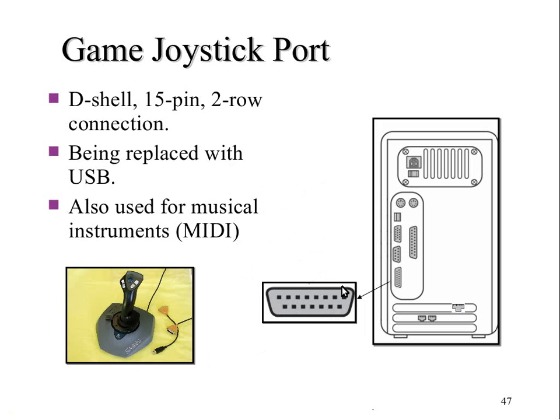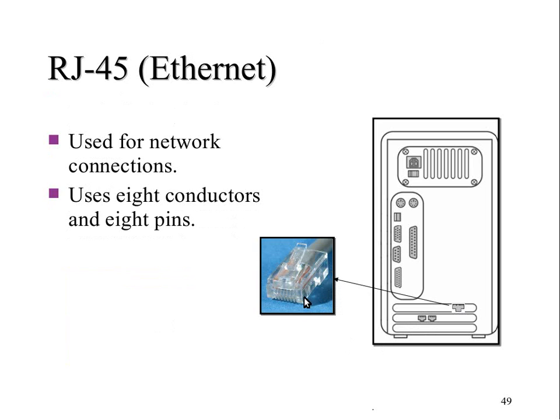RJ11 is what we'd often call a telephone connector, and a lot of computers have that for the modem. RJ45 looks like a telephone connector, but it's bigger. It has a bigger connector, and it's for the Ethernet or network connection.